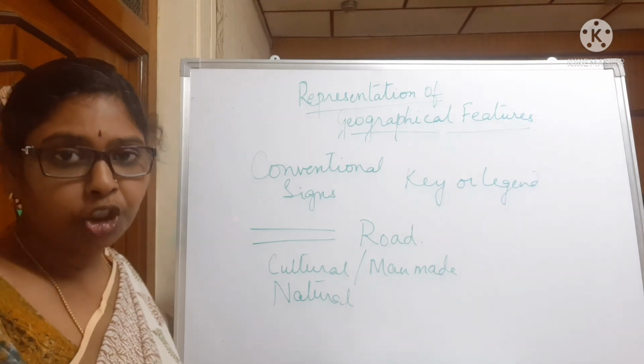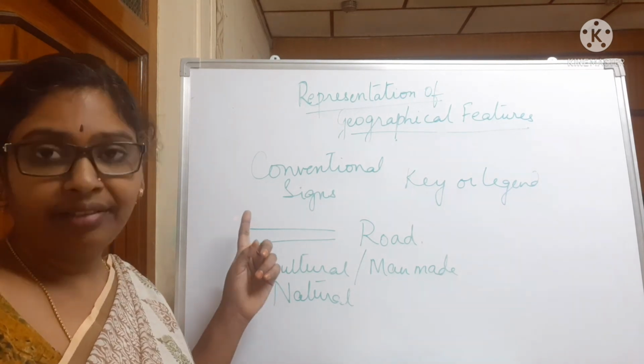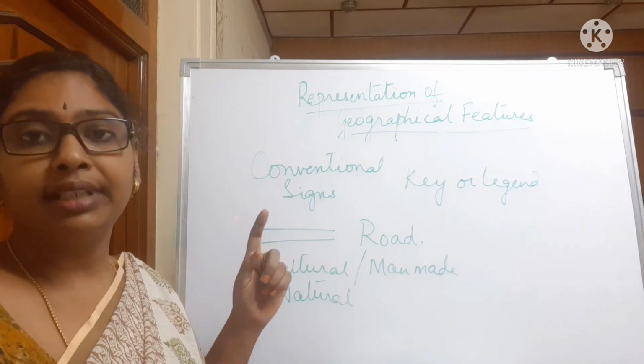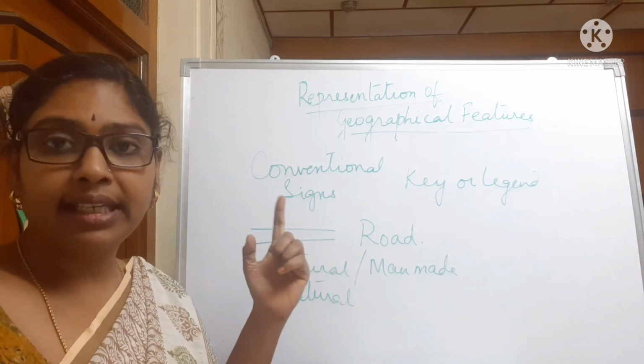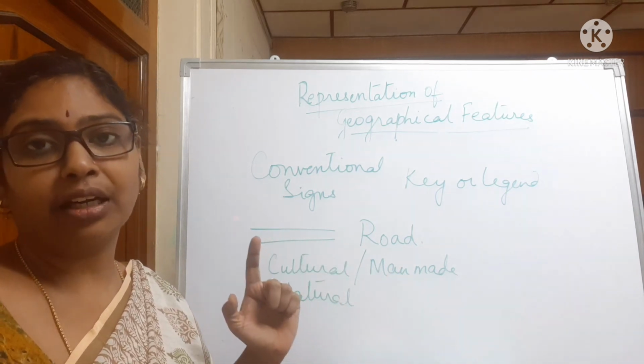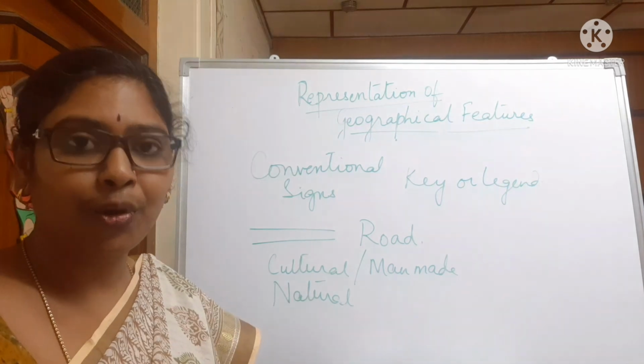So on a topo sheet, we see these conventional signs and symbols, we see the scale, we see so many things which are useful. Hope the lesson is understood.